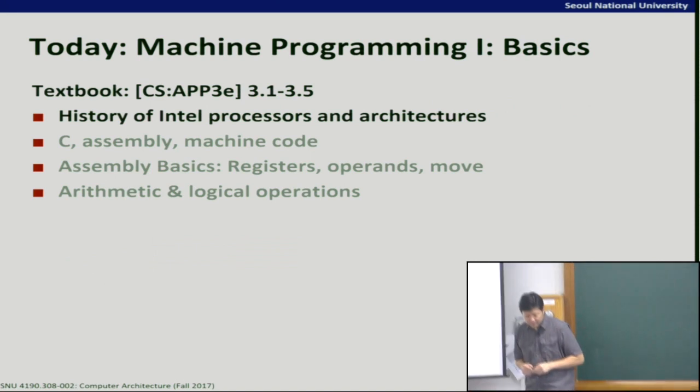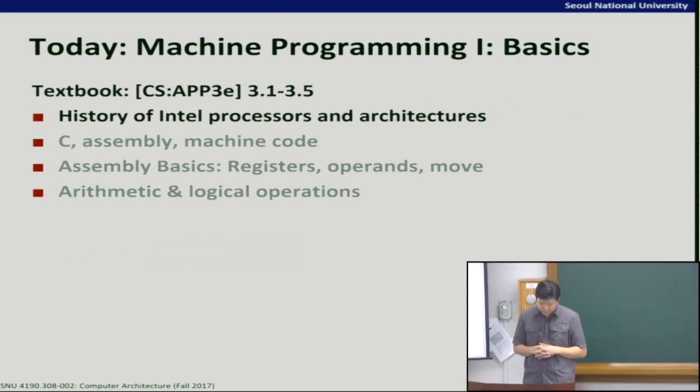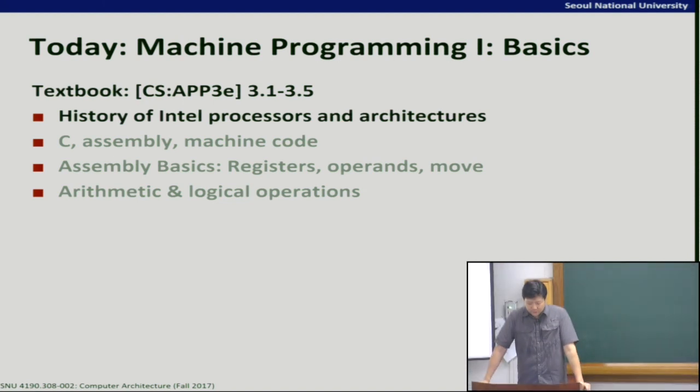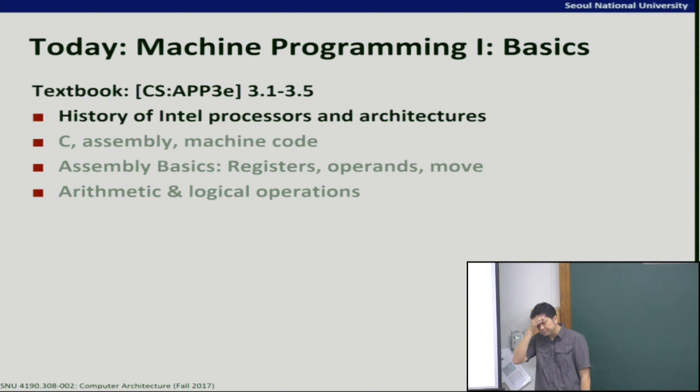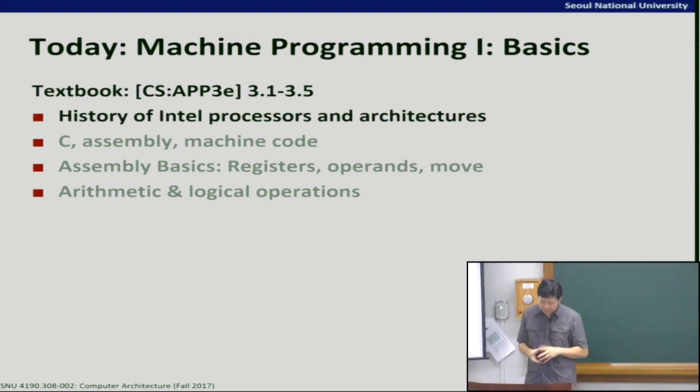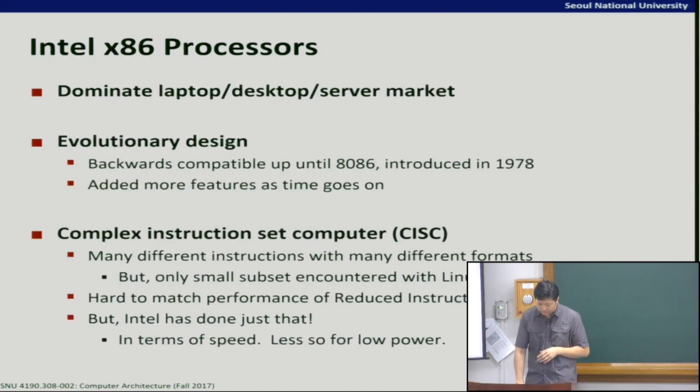So let's start from something like this. Let's start from a history of Intel processors and architecture, which is the primary instruction set in this course. So the history of Intel processors is like the history of CPUs. I mean the history of processors like a CPU. So the first processor, the first silicon microprocessor, was in 1971, the Intel 4004.